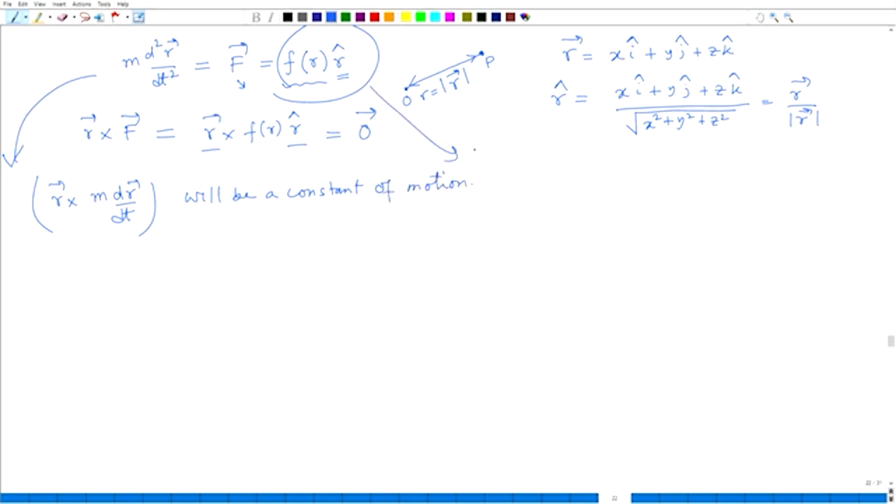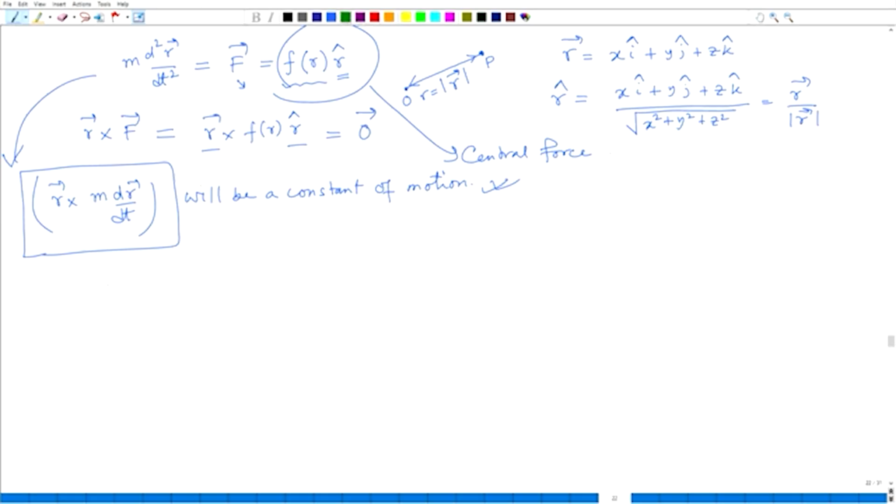Okay, this is known as central force. So, under the central force, the total angular momentum of a particle remains conserved during its motion. Okay. So, that is the first conclusion. The second conclusion is also very interesting.